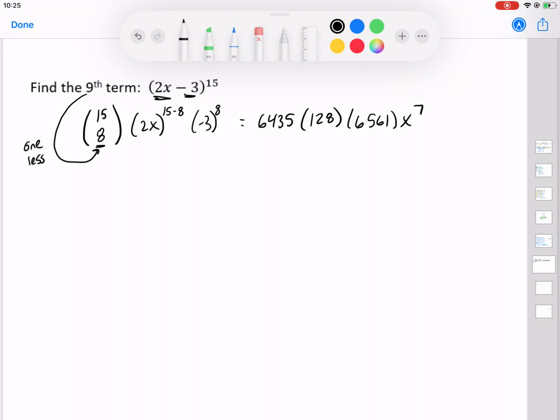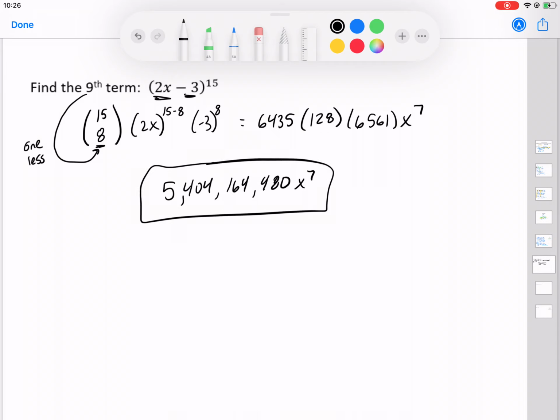So that was nasty, I know. Because we're not even done. We've got to multiply all those numbers together. So we've got 6,435 times 128 times 6,561. And we get 5,404,164,480 x to the 7th. That is your 9th term.